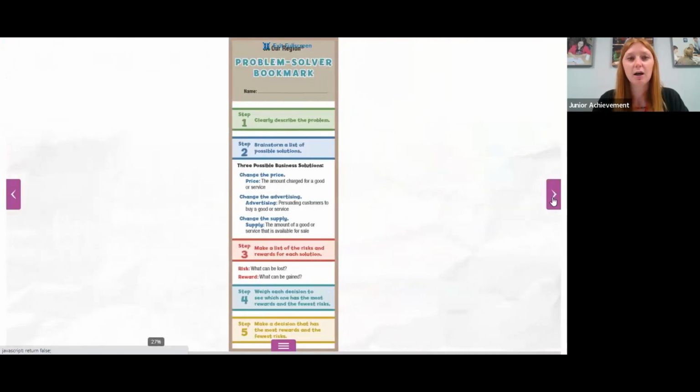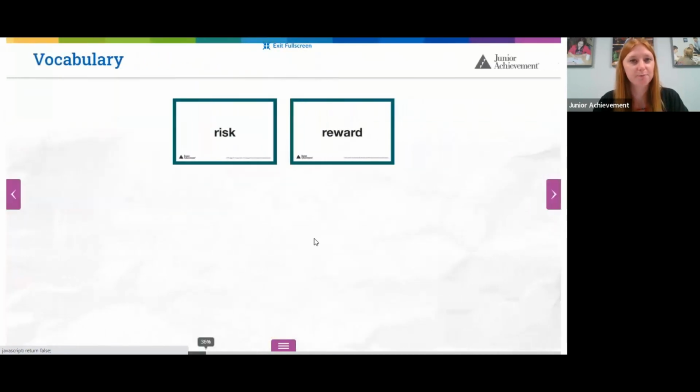Then we're going to talk about what it is like when you are faced with a problem. How do you make a good decision on what to do? We're going to go through the steps: how we describe the problem, then we need to brainstorm possible solutions. We need to make a list of risks and rewards of each solution, and then we need to weigh the decision, and then we need to make the decision. So we're going to talk a little bit about that, and that is on their problem-solving bookmark.